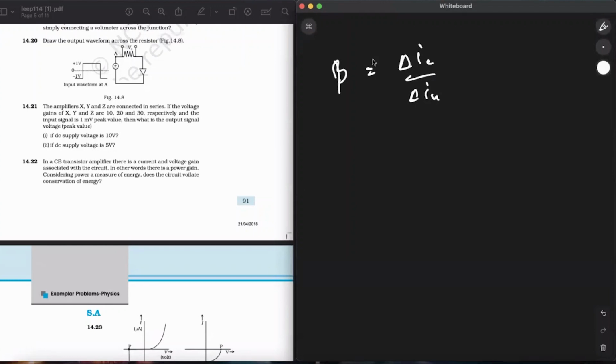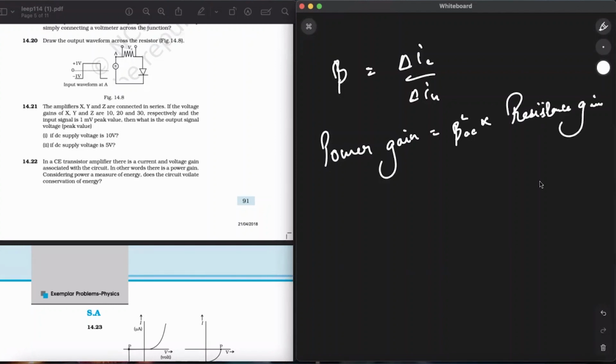See, what is power gain? Power gain is equal to beta square AC into resistance gain. The extra power that is required for amplified output is obtained from the DC source. So there is no violation of conservation of energy.